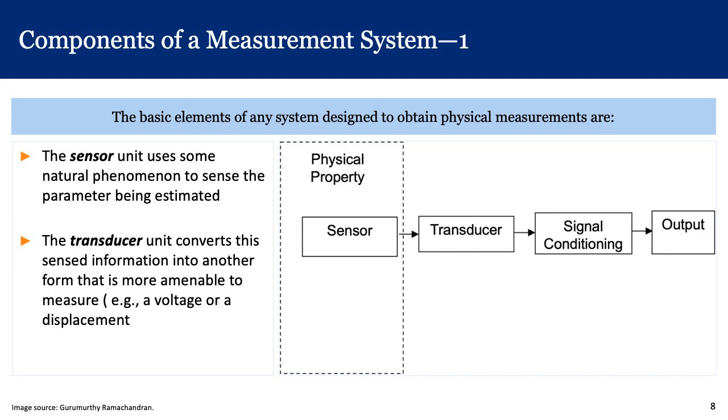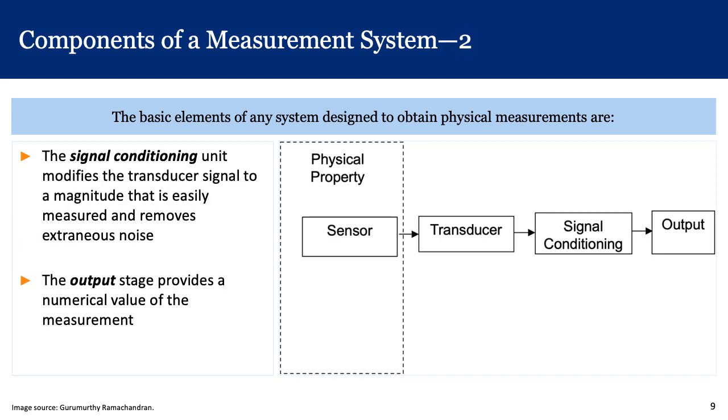Following the sensor, the transducer converts the sensed information into another form that is more amenable to measuring, such as a voltage or a displacement. This signal is then conditioned by the signal conditioning unit, which modifies the transducer signal to a magnitude that is easily measurable, and it also removes extraneous noise. And then the output stage provides a numerical value of the measurement.